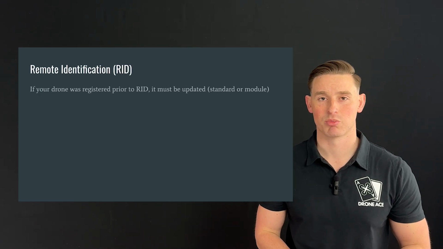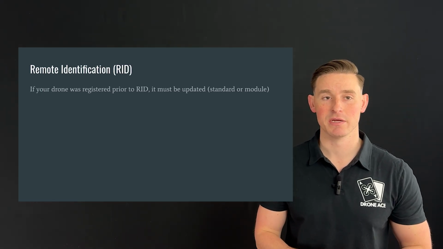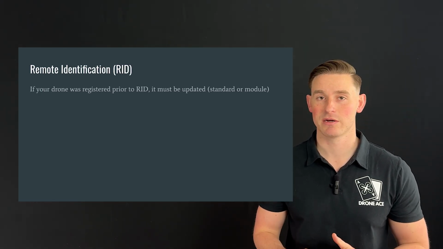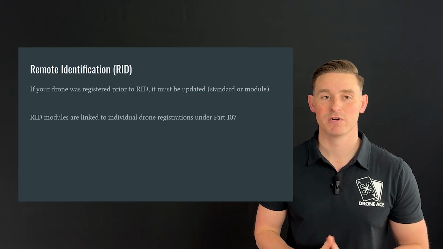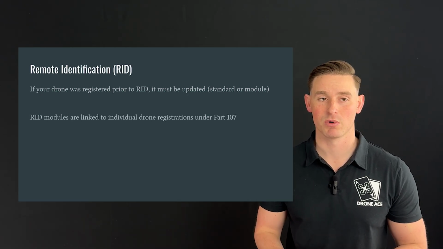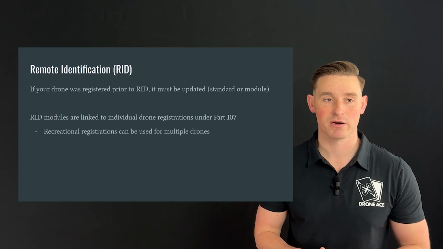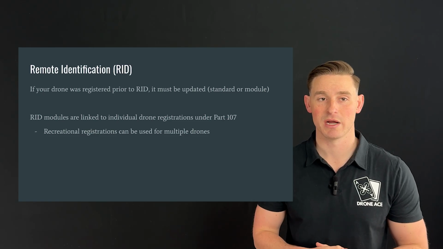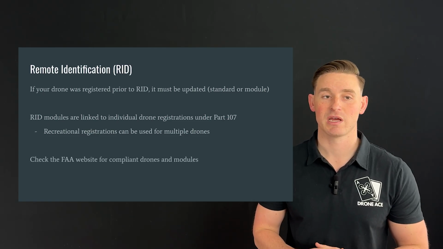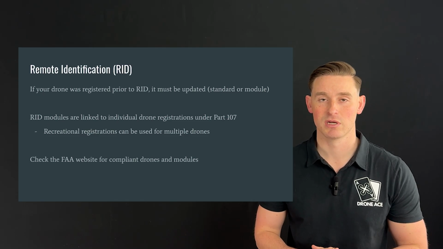If a drone was registered prior to the compliance of RID, it must be updated, whether it's a standard RID or a module. RID modules must be linked to individual drone registrations under Part 107. If you're a recreational flyer, registrations can be used for multiple drones, but if you're flying under Part 107, it's one drone per remote ID. You can check the FAA website for compliant drones as well as modules.